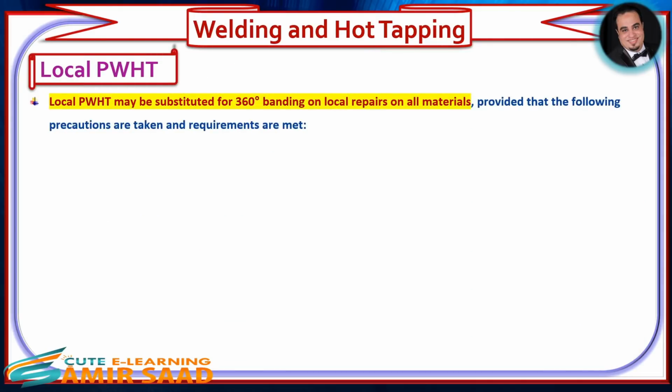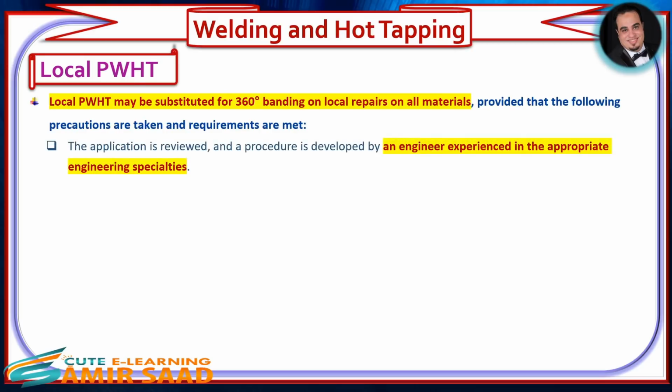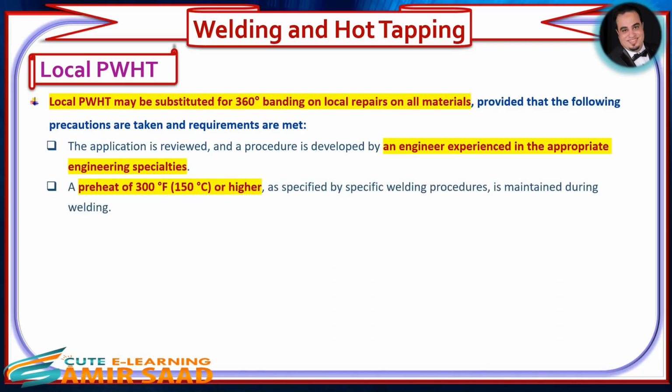Local PWHT. Local PWHT may be substituted for 360 degrees banding on local repairs on all materials, provided that the following precautions are taken and requirements are met. The application is reviewed, and a procedure is developed by an engineer experienced in the appropriate engineering specialties. A preheat of 300 degrees Fahrenheit, 150 degrees Celsius, or higher, as specified by specific welding procedures, is maintained during welding.